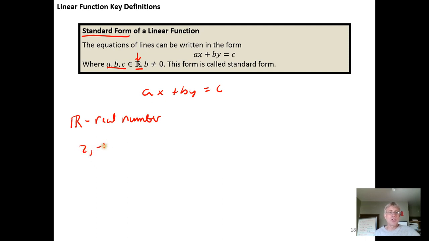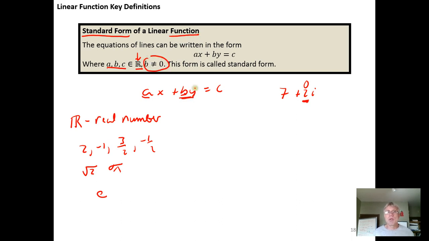So what we're allowing for is A, B, and C to be any number on the real number line. So they could be integers, they could be rational numbers, they could be irrational numbers like the square root of 2 or pi or Euler's number. We're not allowing A, B, or C to be a complex number that has anything other than a 0 on the i term. And the other thing that we're doing, because we're wanting to call this the standard form of a linear function, we can't let B equal 0.